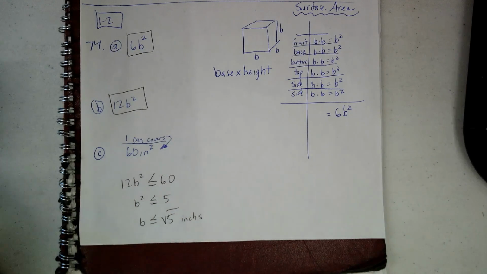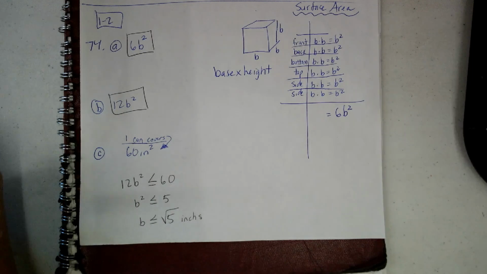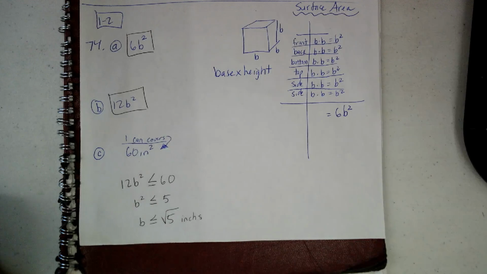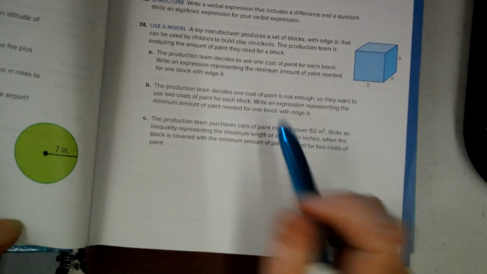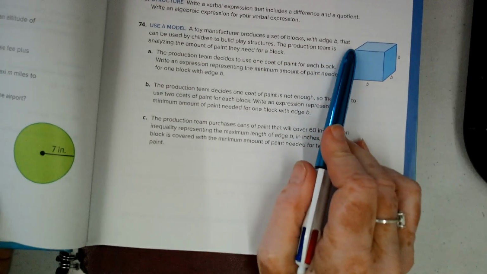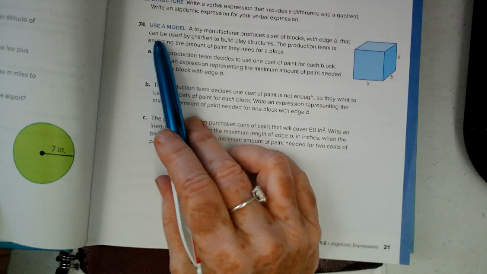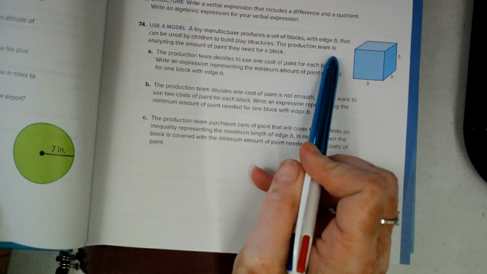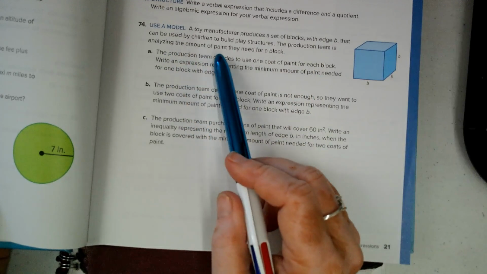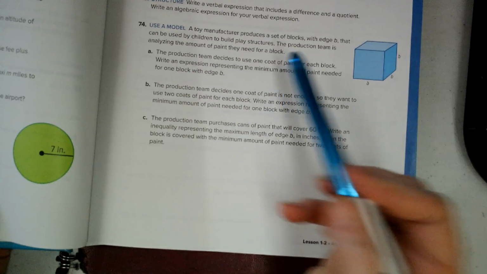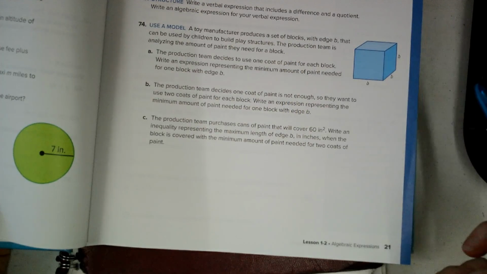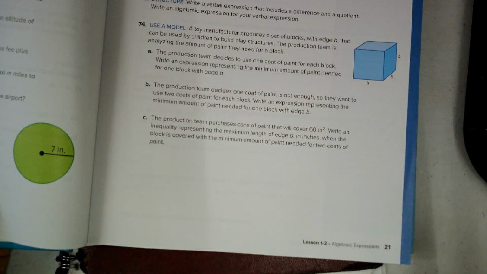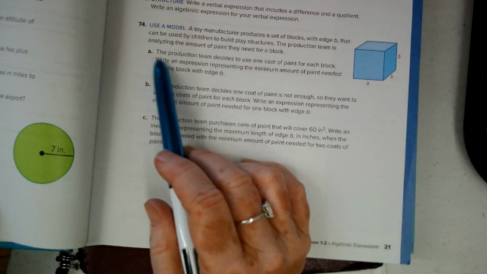This is Integrated Math 1. It's Reveal, and it is section 1-2, number 74, the word problem. It's talking about a toy manufacturer who produces some blocks with edge B that can be used by children to build play structures. The production team is analyzing the amount of paint they need for a block. So they want to paint these blocks, and so for painting something you're going to use surface area.